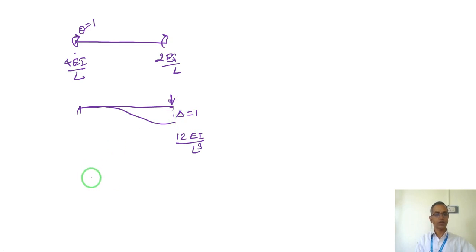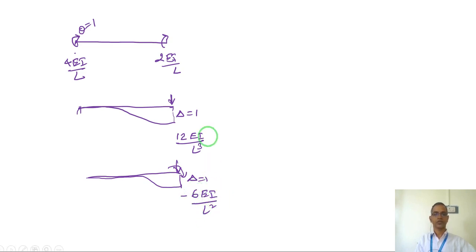Another one you should know is that because of the unit displacement, how much is the moment produced at the same point, the same coordinate? That we already know: minus 6 EI by L squared. So if we know these three formulas, we will be able to write down the stiffness easily.